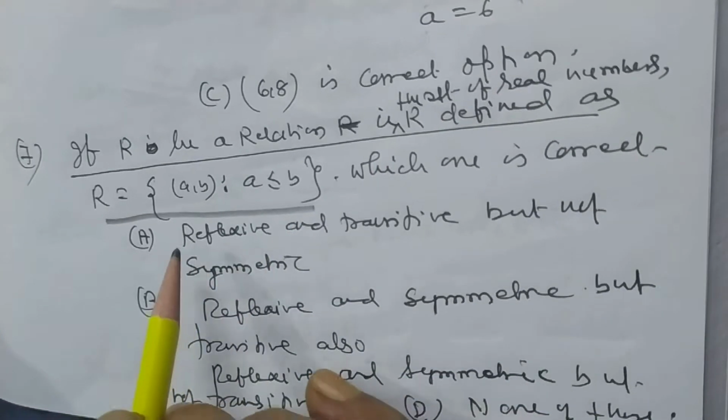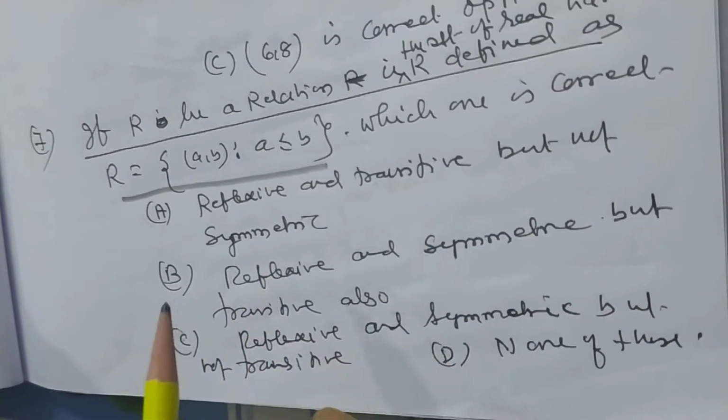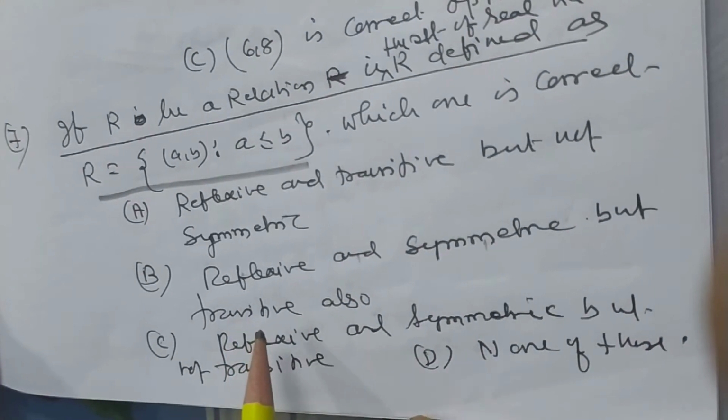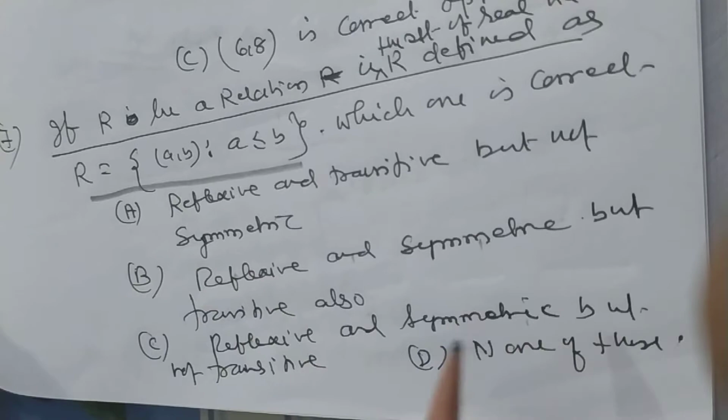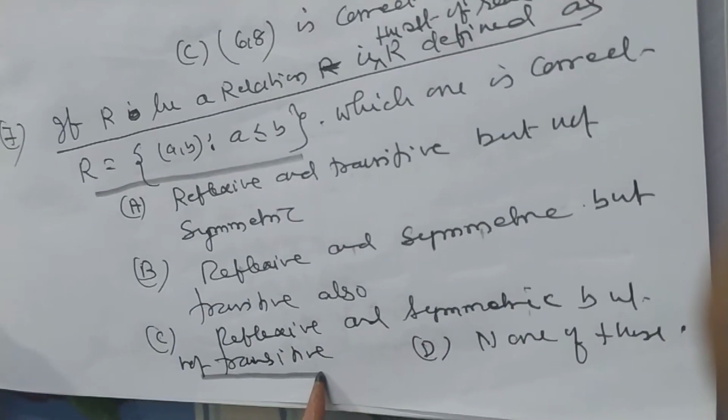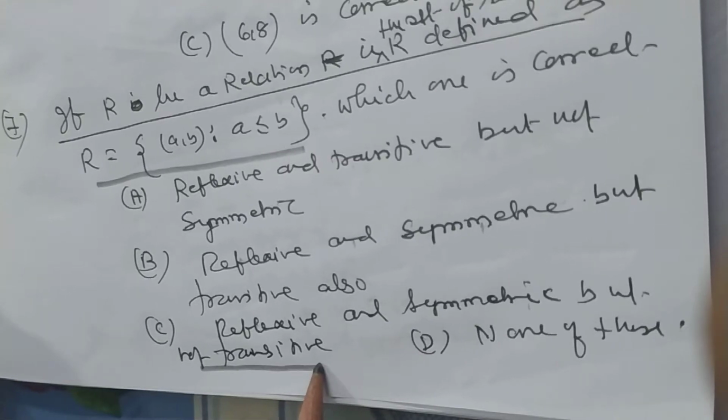Which one is correct? Reflexive and transitive but not symmetric. Reflexive and symmetric but not transitive. Or none of these. So my dear students, see the problem.